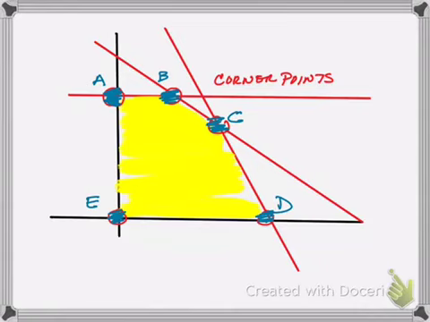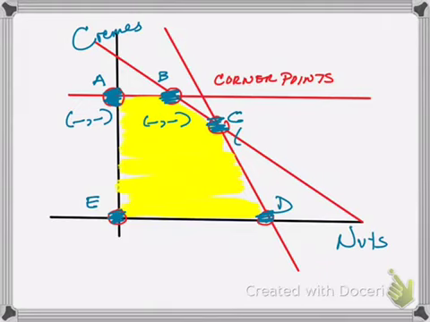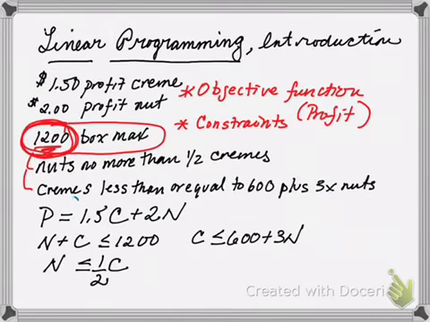And I'm going to check each of these corner points and see which one, because each of these will have coordinates, right, that we will be able to find. We'll be able to find the XY coordinates, or in this case, the NC, because we're going to have nuts on one axis and C for the creams on the other axis, right? So we'll be able to find the coordinates for each of these points, and we will check these coordinates. We will plug them in back here. We will plug them into the profit equation and see which one yields the maximum profit. And that's how linear programming works.